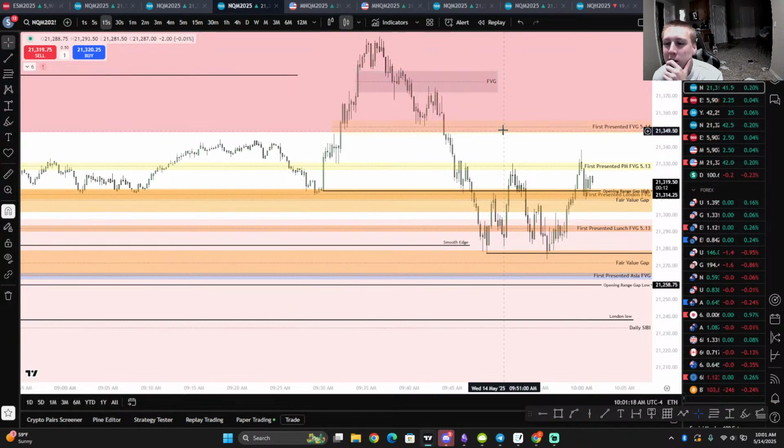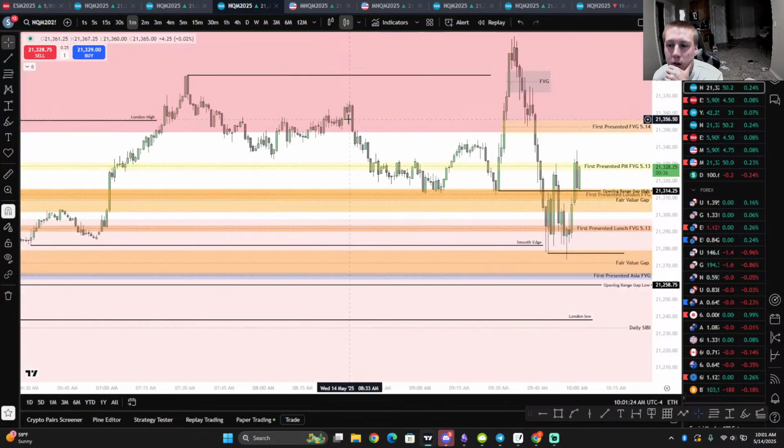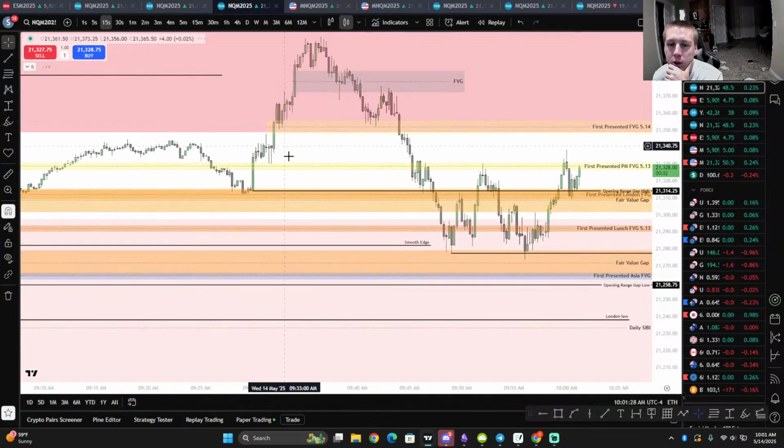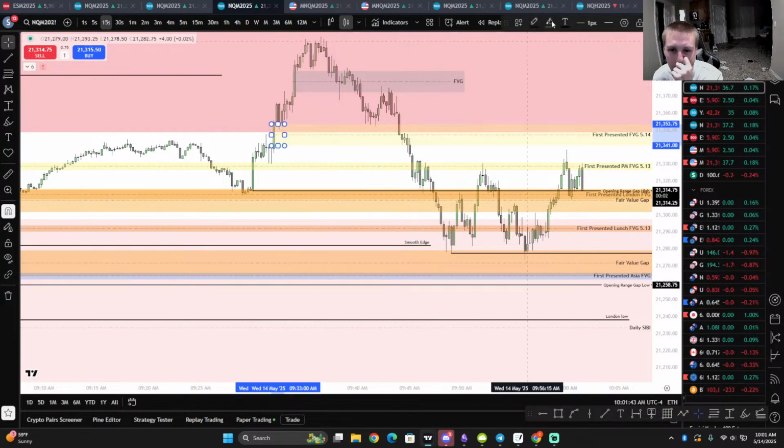I kind of want to change this first presented fair value gap just to here. But I'm going to leave it at the 1 minute. But notice when we zoom into the 15-second, that first presented fair value gap is really just this inefficiency. And then notice how we're hitting consequent encroachment of that. Yeah, I'm going to change that to this.